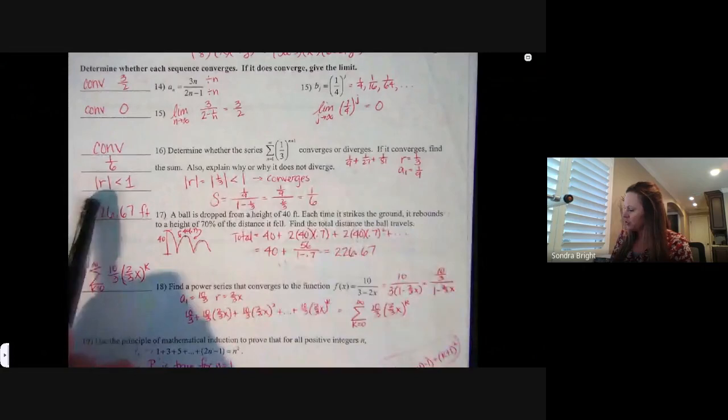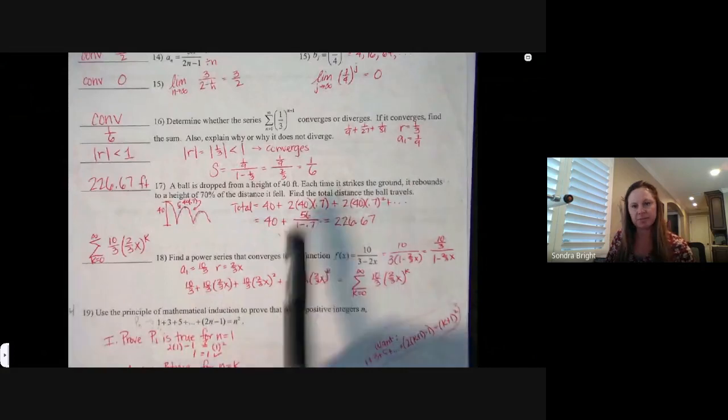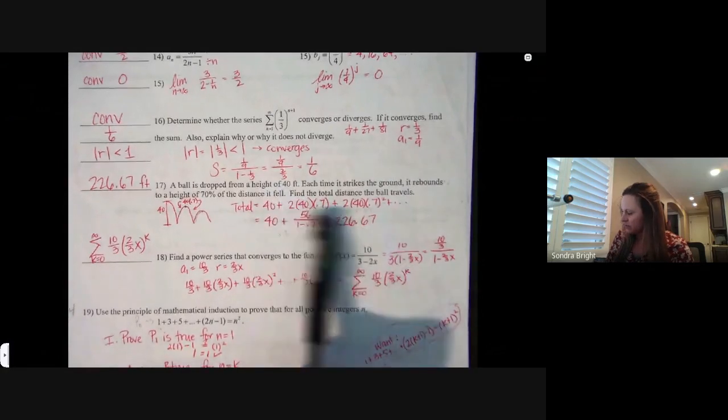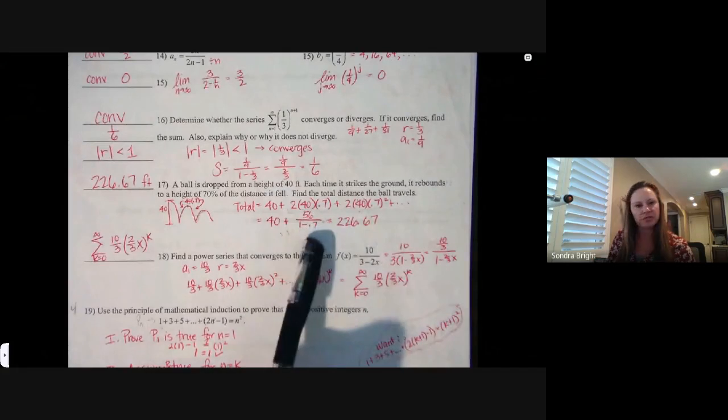If a ball is dropped, you're going to start with 40, and then remember what goes up must come down. So it's 2 times 40 times 0.7. And then on each successive one, you're multiplying times 0.7. So the 40 is not part of the infinite series, but all of this is. And so I did first term divided by 1 minus the common ratio, and then added it to the 40. You should have gotten 226.67 feet.